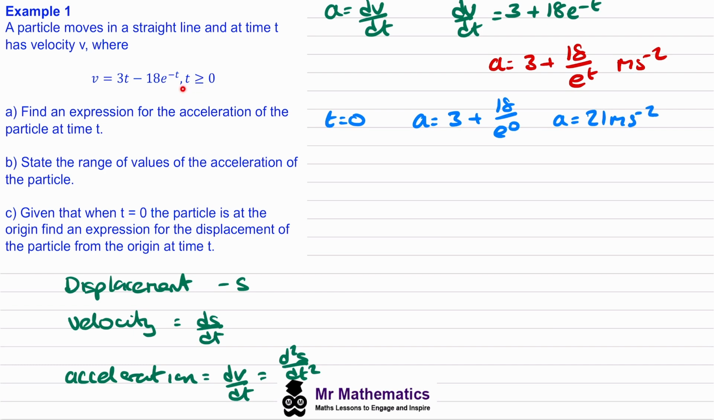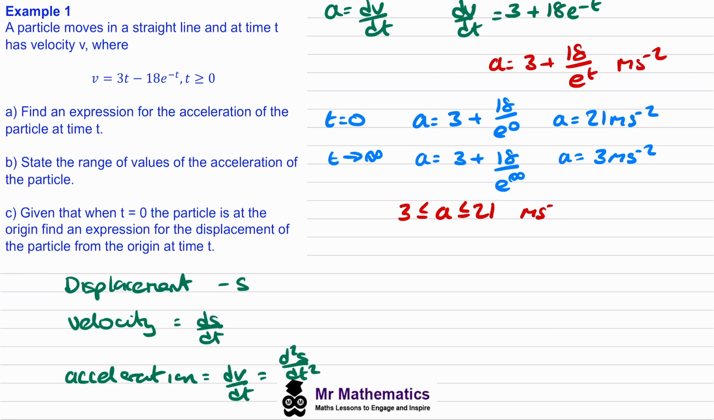And then as t increases from 0 and it becomes very large, let's say t approaches infinity, then a will now be 3 plus 18 over e to the infinity. And this becomes a very large value. So when you divide 18 by a very large number, this will tend to 0. So our acceleration then will tend to 3 meters per second squared. So given this as a range, we'll say a is less than or equal to 21, but greater than or equal to 3 meters per second squared. Okay?